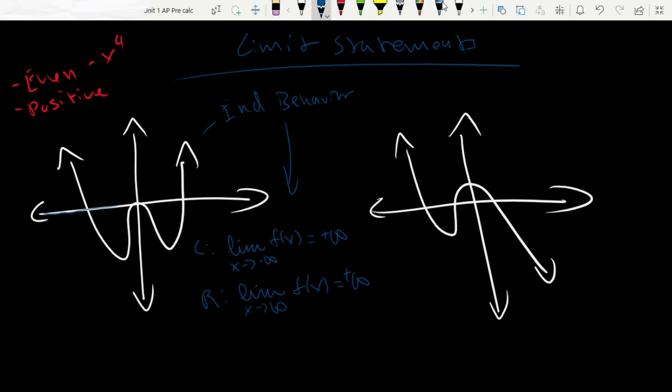Okay, so now let's look at this one. Let's look at the left limit statement. The limit of f of x as x approaches negative infinity is positive infinity. And let's look at the right limit statement. The limit of f of x as x approaches positive infinity, this way is going down, right? It's decreasing, so it's going to be negative infinity. Okay, so that's how limits work.